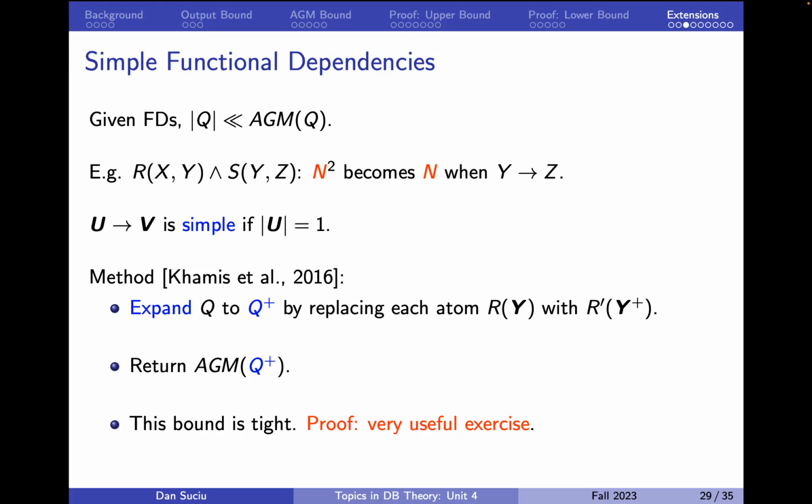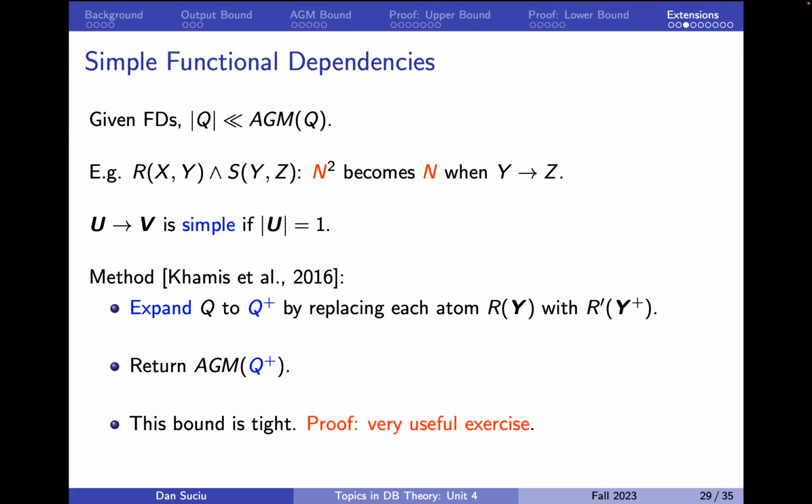Yes? Doesn't this only not increase the atom size if the functional dependency is in a tuple that has arity 2? Like if S was Y, Z, U, then I'd have to put Z and U into R, right? Yes. Okay. Yeah, and then you compute the AGM bound of this expanded query, and that's it. That's going to be a tight bound. Sorry, what is Y plus? I'm a little lost.